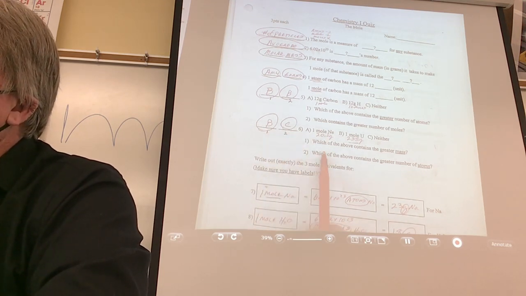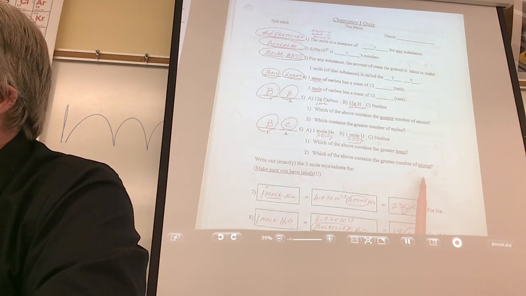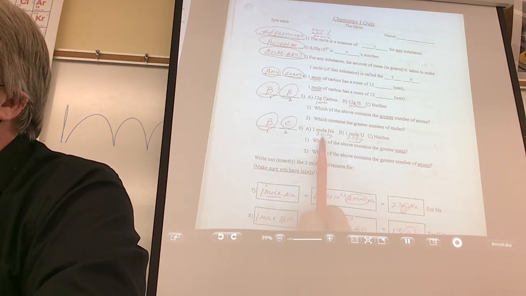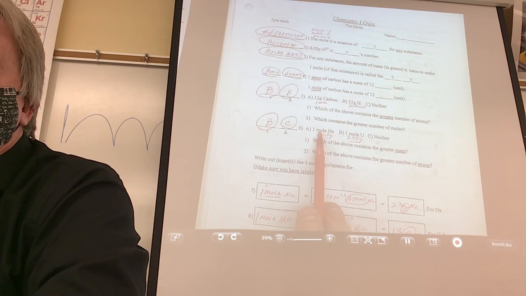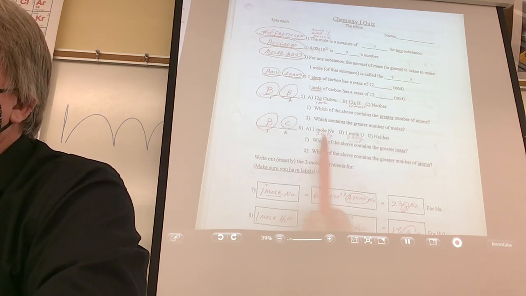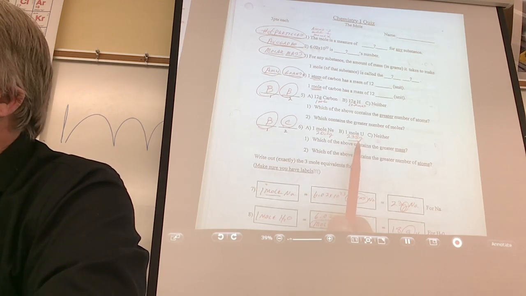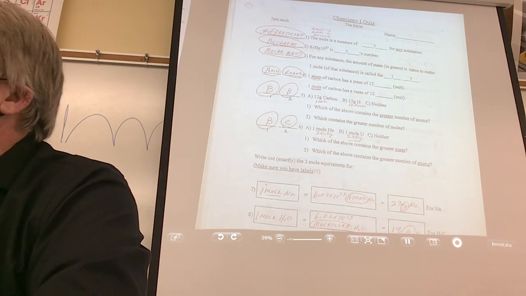Look at the next one. Which one contains the greater number of atoms? How many atoms are in that guy? How many atoms are in 1 mole of neon? And how many atoms are in 1 mole of uranium? Is that right? You got that? Aren't they the same number?